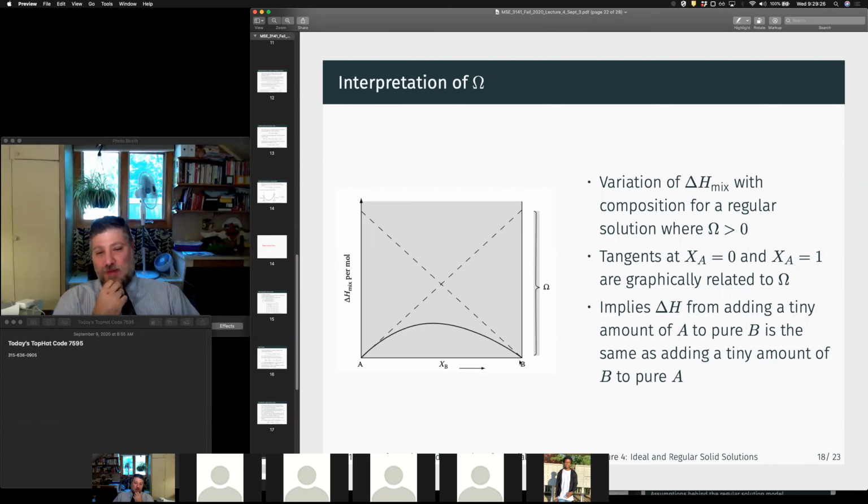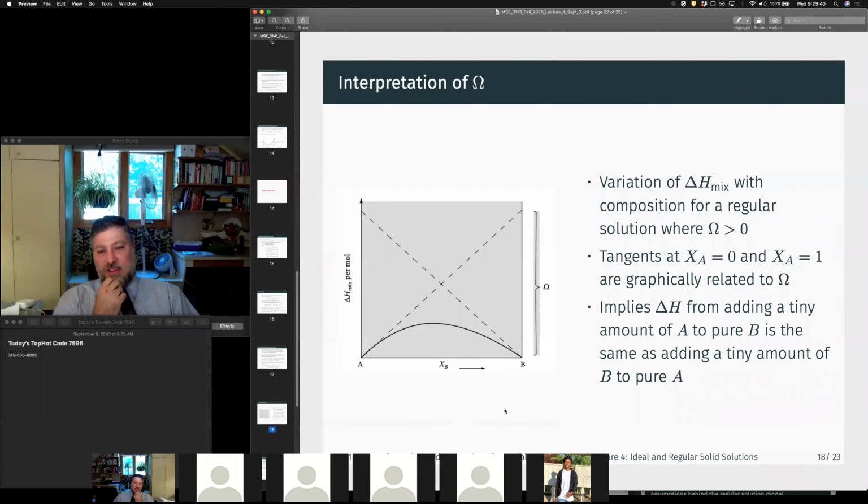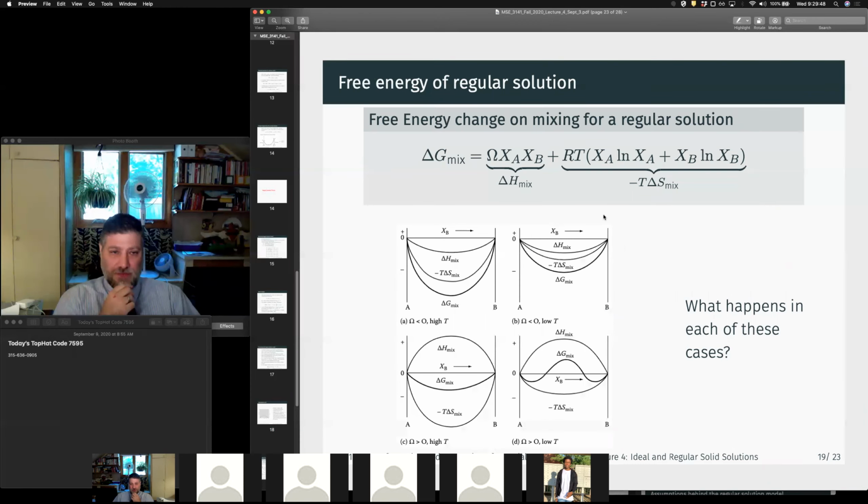Right, these tangents here, by the nature of the model, need to be the same, right? This is true for a general solution, but not strictly true in this picture for the regular solution.